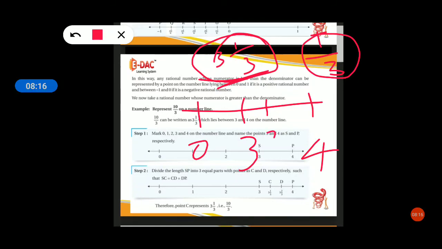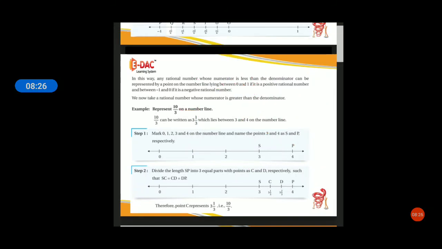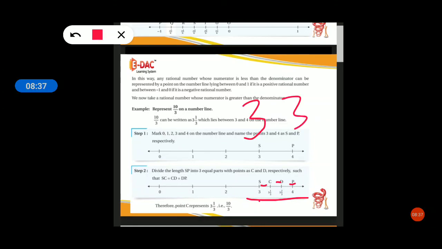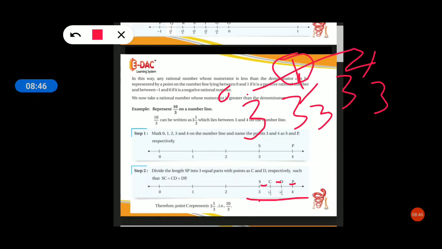So here it starts with 3 1 by 3, 3 2 by 3, like that it will go on. Okay students, since we have 3 in the denominator, we are dividing it into 3 equal parts. See here 1 part, 2 part, third part. Understood students? So at 3 we keep this as 0. Next we start with 3 1 by 3, then 3 2 by 3. So we are going to represent this 3 1 by 3 only. Keep a dot and put a circle.